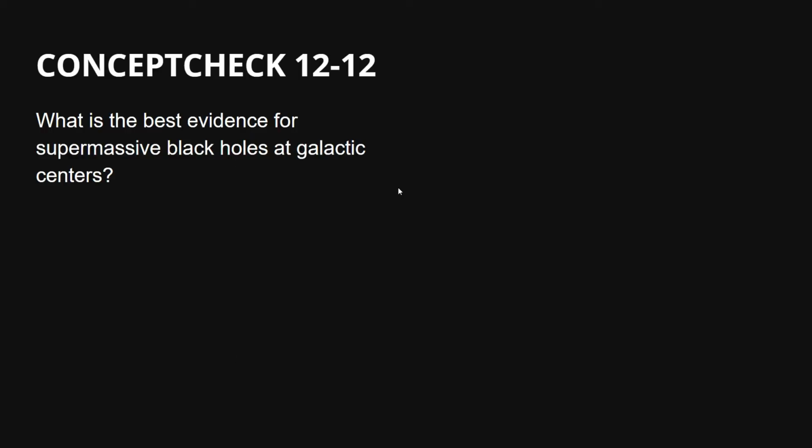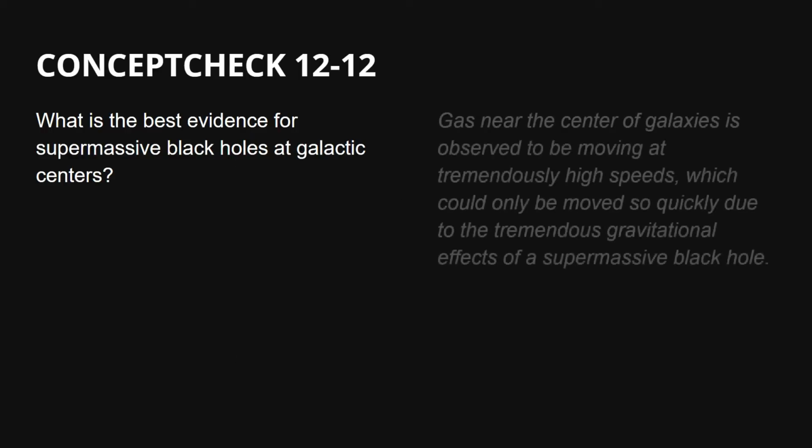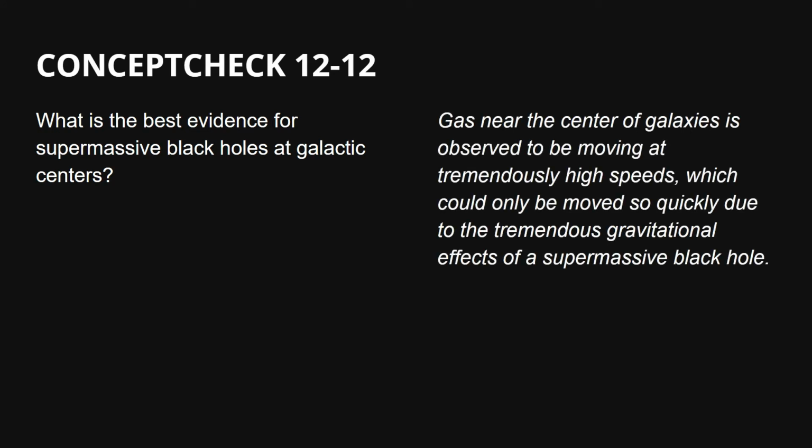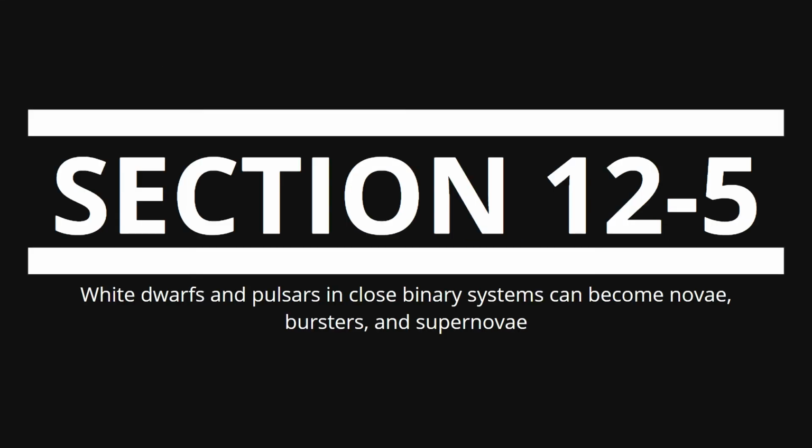What is the best evidence for supermassive black holes at galactic centers? As I said, all that gas and those particles being sucked into the middle are going super high speeds and they're giving off crazy radiation. And the only thing that could be accelerating that gas so fast is an immense gravitational pull that would be coming from a black hole. And that is it for section 12.4 as well.